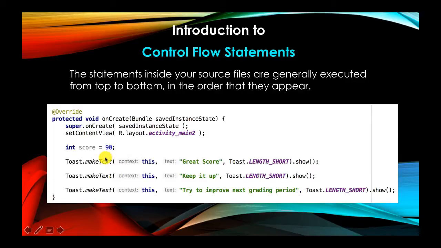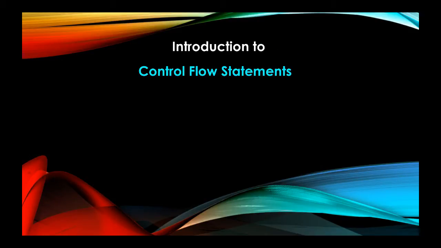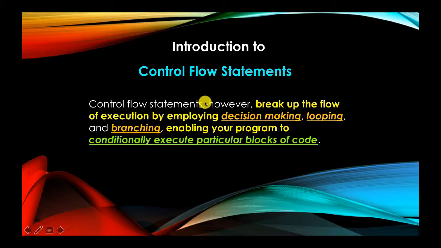But if you provide a control flow statement anywhere here, it affects how they are executed based on the control flow statement that you have made. So it breaks the sequence of top to bottom. Okay, so what are control flow statements? Control flow statements, as I have said, break up the flow of execution by employing decision making, looping, and branching, enabling your program to conditionally execute particular blocks of code.